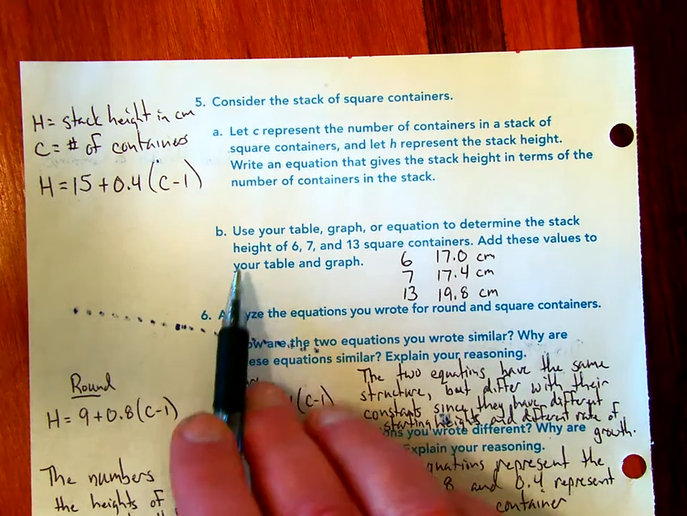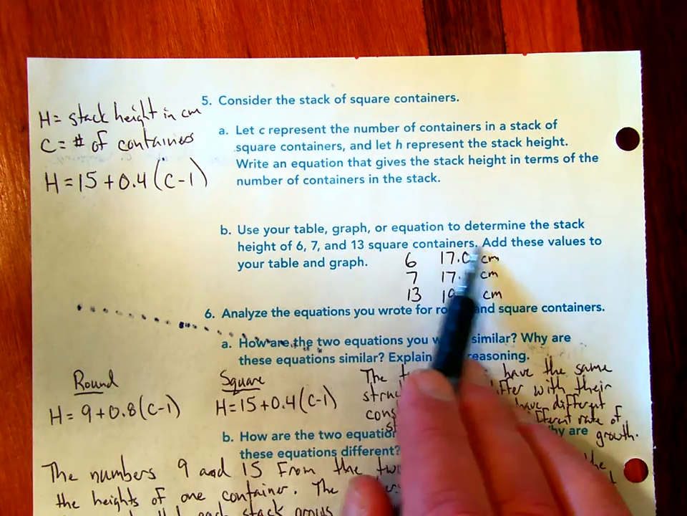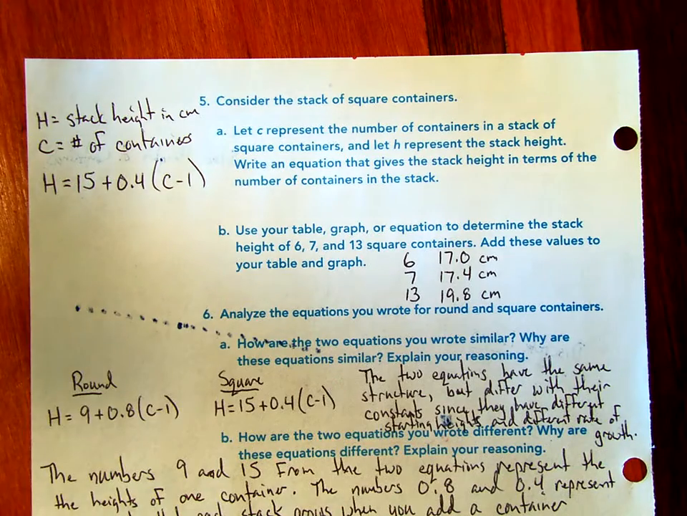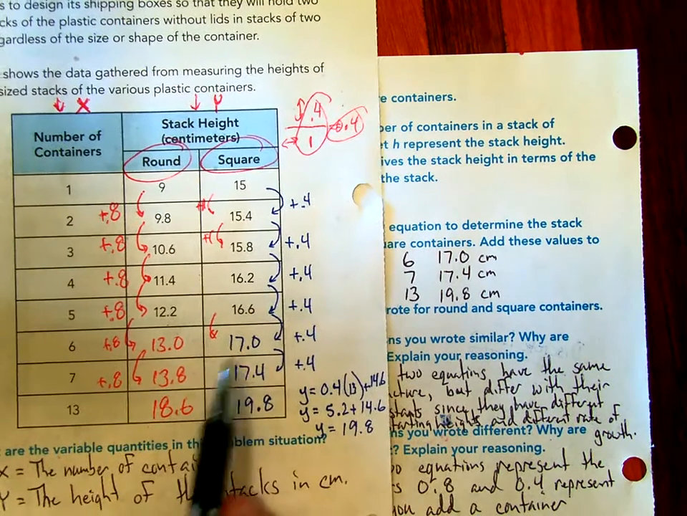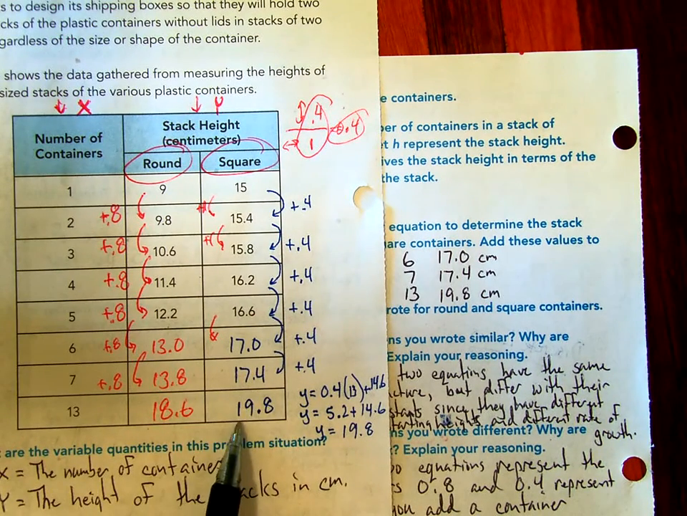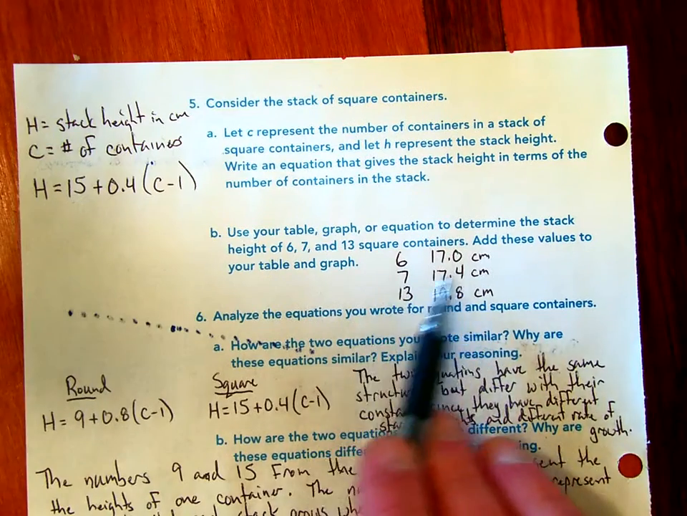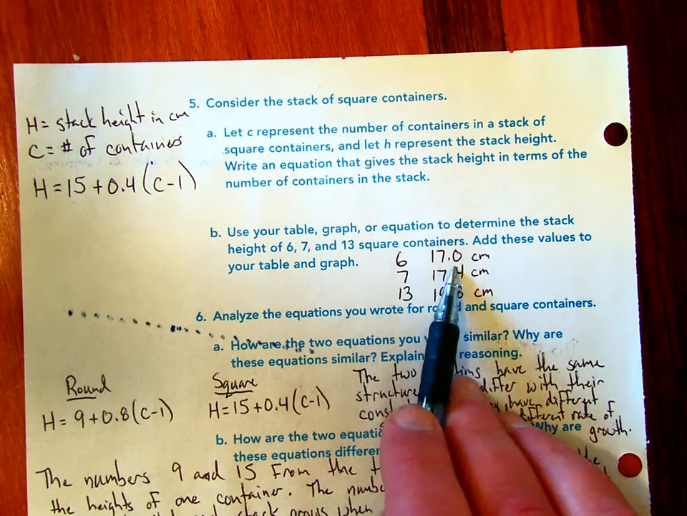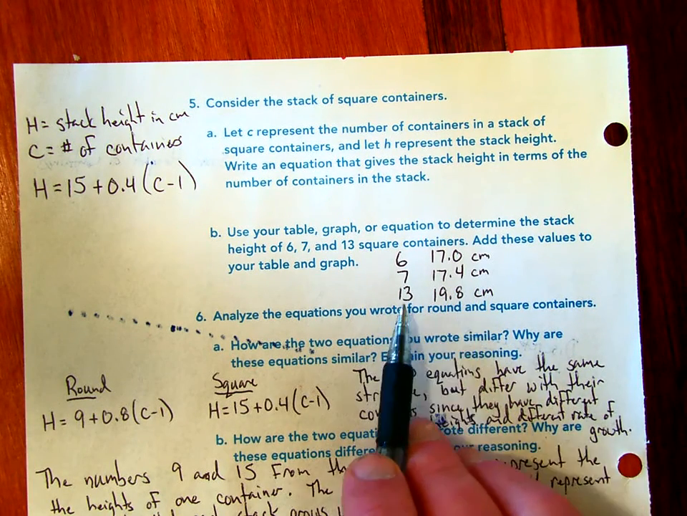Use your table, graph, or equation to determine the stack height of 6, 7, and 13 containers. I've already done that. I already have 6, 7, and 13 containers, so I just put my numbers for problem 6. 6 containers was 17 centimeters, 7 was 17.4, and 13 was 19.8 centimeters.